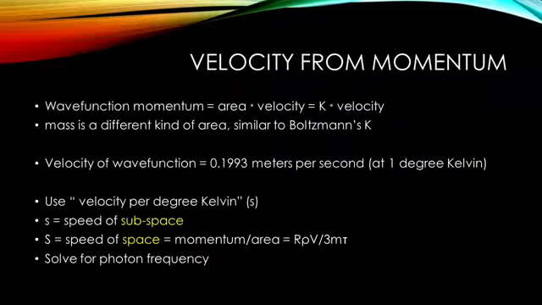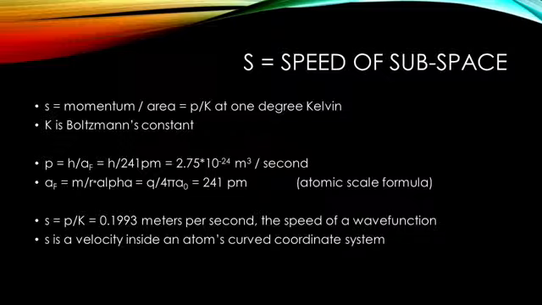Now what I'm going to do is use all this speed of subspace, small s, to solve for photon frequency. And here's where the calculation is. It's quite simple. It's s equals momentum divided by area, p over k, where k is Boltzmann's constant. And the momentum, p, is Planck's constant divided by AF, h over 241 picometers. And the result is the momentum of the atom, 2.75 times 10 to the minus 24th cubic meters per second.